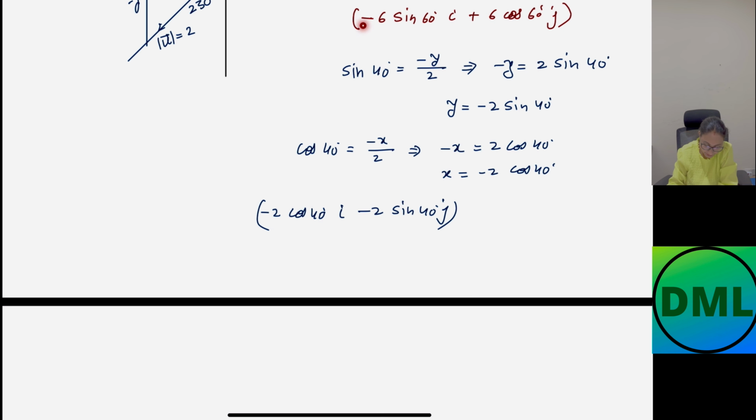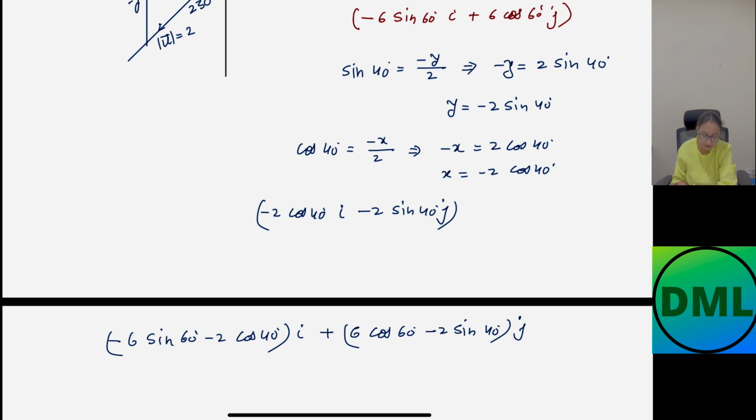Let's add both the i and j vectors here. In this, i vector is minus 6 sin 60 degree and here minus 2 cos 40 degree. Let's add both of them. Minus 6 sin of 60 degree minus 2 cos of 40 degree, that will be my i vector. Plus j vector, if I add it, that will be equal to 6 cos 60 degree minus 2 sin 40 degree, and that will be the j vector. If you calculate this from the calculator, your value will be equal to minus 6.7282i plus 1.7144j.